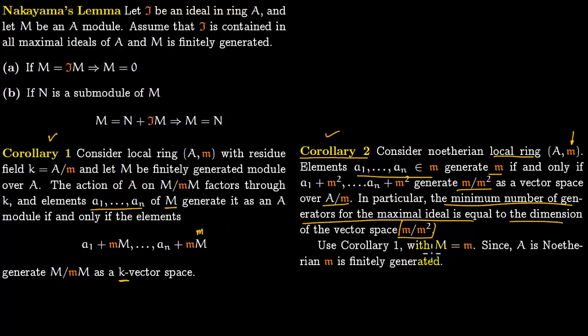So again, this is just corollary 1. As I said before, we just replace M with this small m, and since A is Noetherian, this m is finitely generated. So you have these elements a1 to an which generate the maximal ideal, and then they will also generate this m modulo m square.